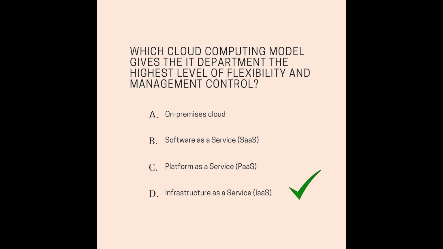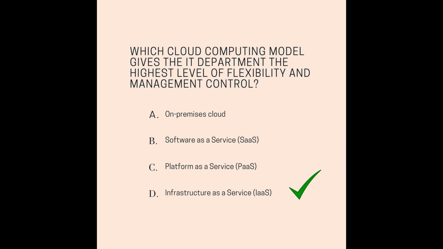Question 4. Answer is Infrastructure as a Service, IaaS. With IaaS, the IT department have the most flexibility and management control over resources, as only the infrastructure layer is provided by the cloud provider. Everything else is managed by the end customer. This means more control and more responsibility for management.